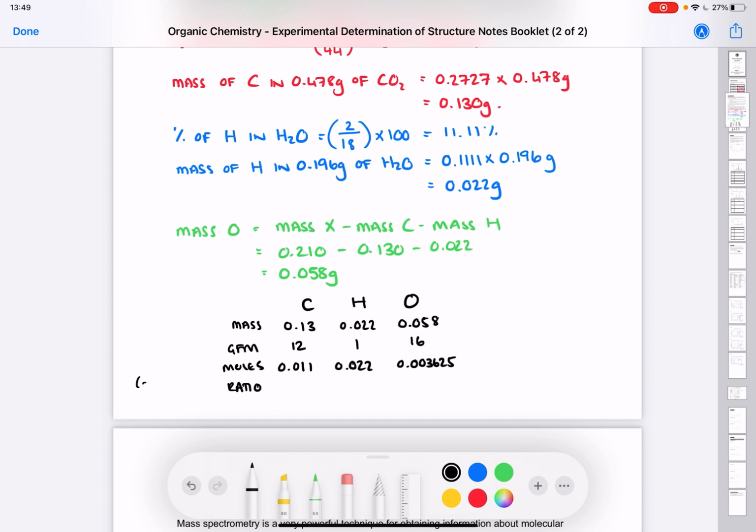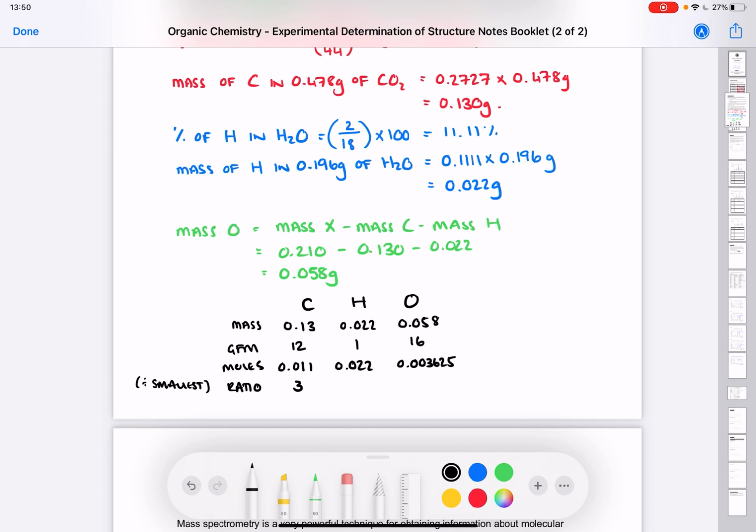Now, to work out the ratio, we divide by the smallest number of moles. So we look at our three numbers, we decide what's smallest, and we divide by that. So 0.003625 is the smallest number. So 0.011 divided by that smallest number of 0.003625 gives me 3.03, and we're looking for whole numbers here. So when your number is very close to a whole number like 3.03 is, we can just call that 3. If it is like 3.5 or 2.5, then you would write it in as a 0.5 and there would be a multiplication step involved. But for this one here, we don't need to do that.